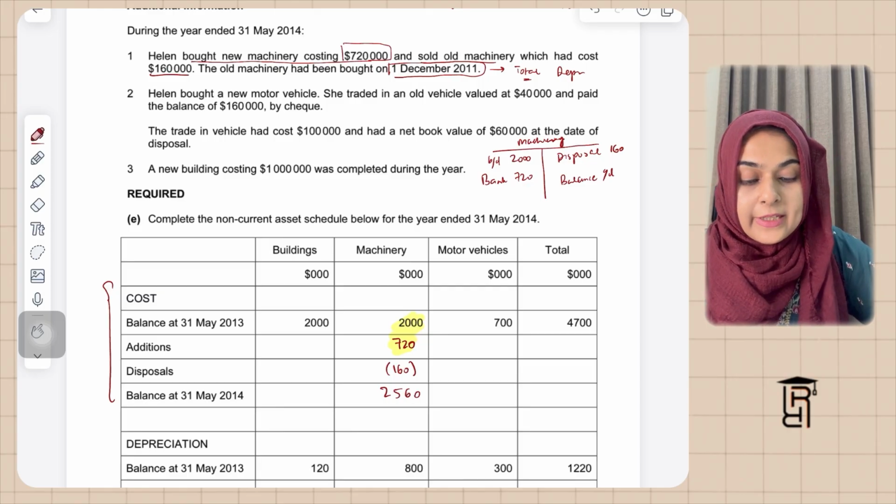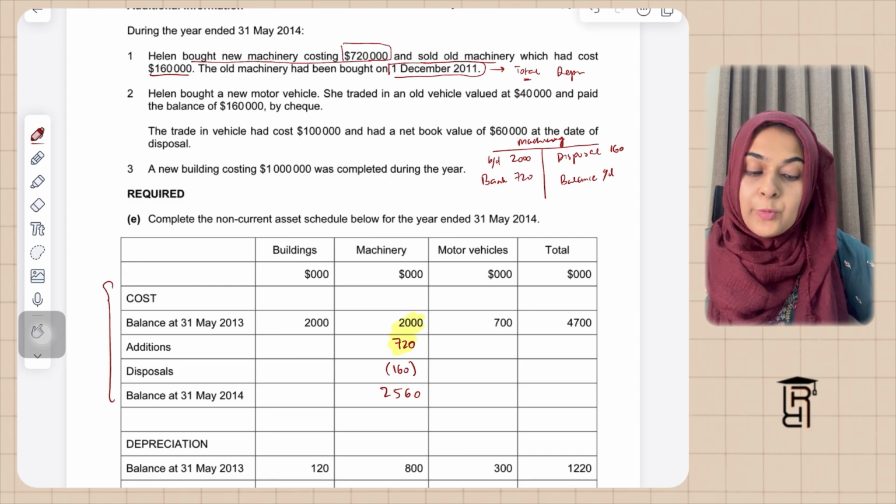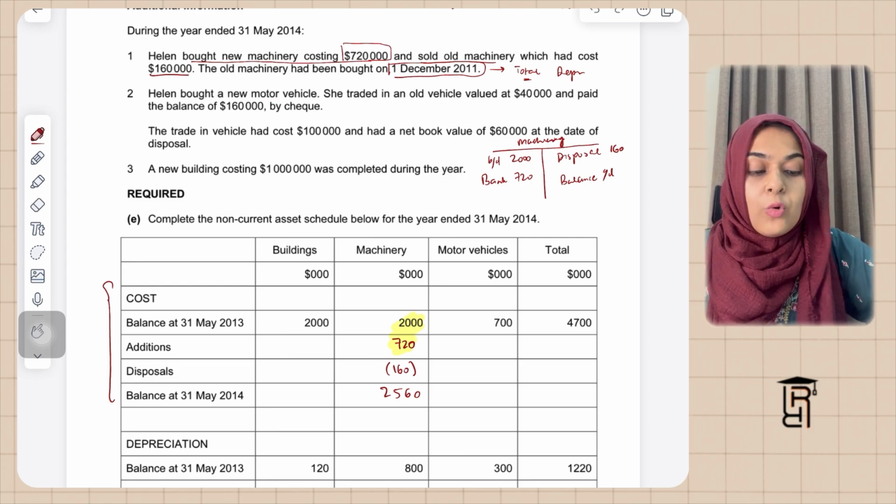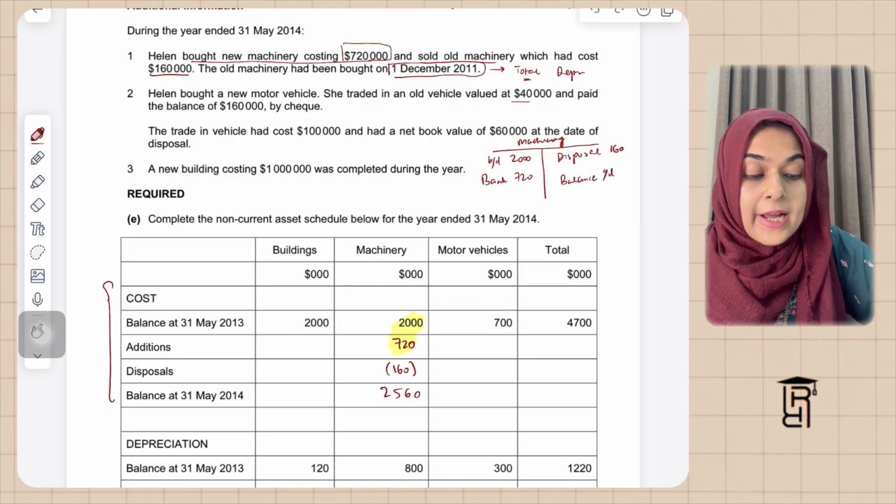Now for motor vehicle, they are saying Helen bought a new motor vehicle. She traded in an old vehicle valued at 40,000 and paid the balance of 160,000 by check.